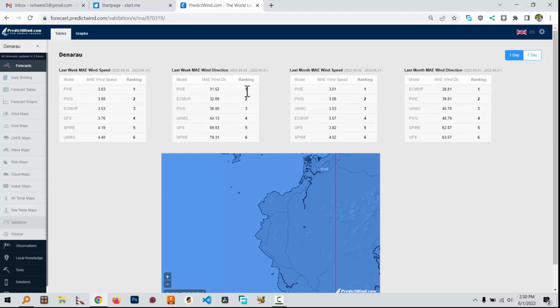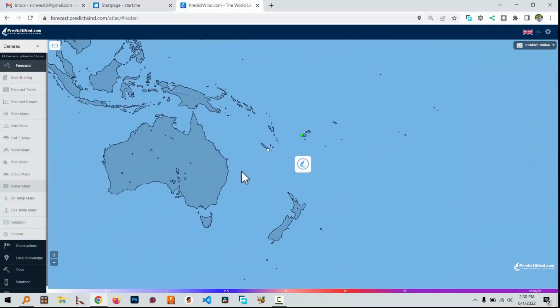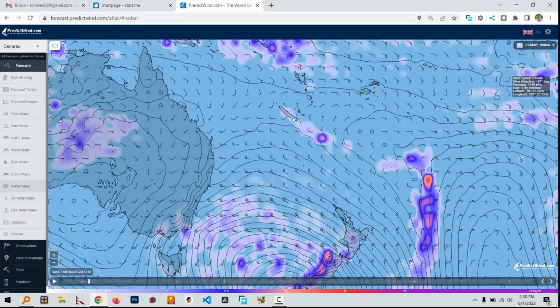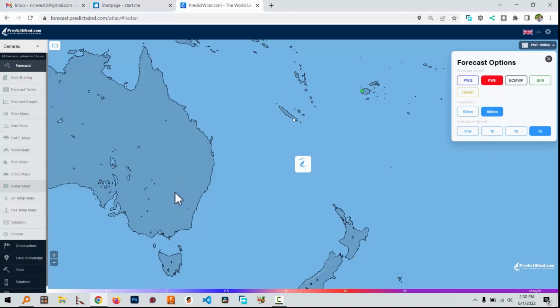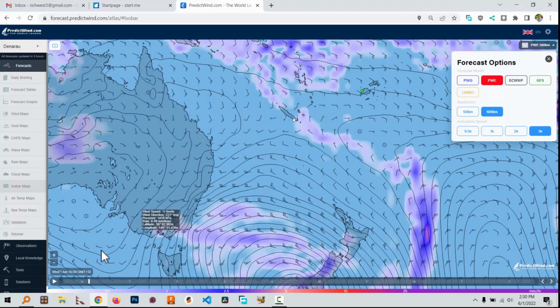So maybe let's go back and do that Isobar map again with PWE. Now it centers on Fiji because that's what we picked, but we're going to zoom out. We're going to select the PWE model and see what the Isobar map looks like.